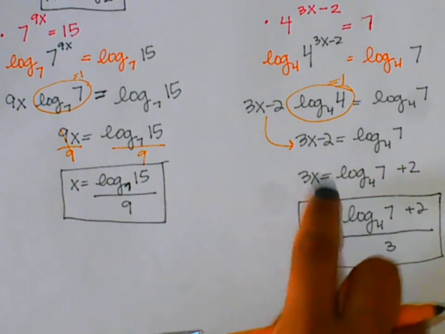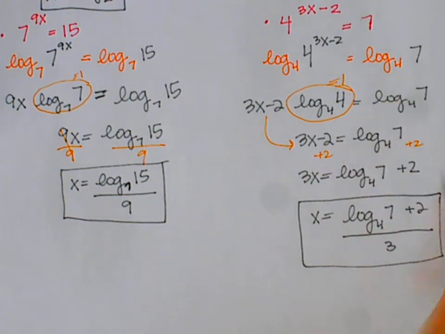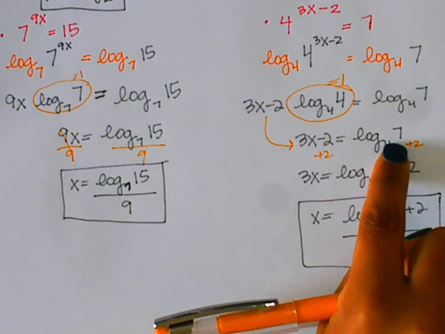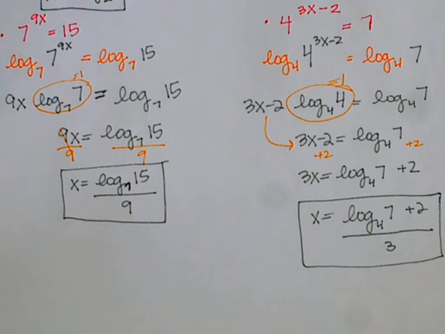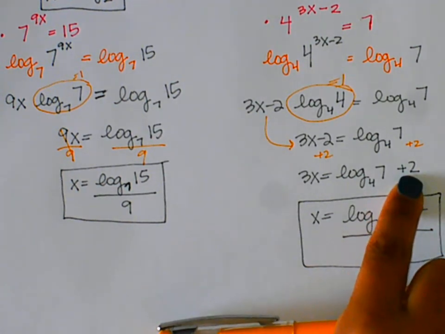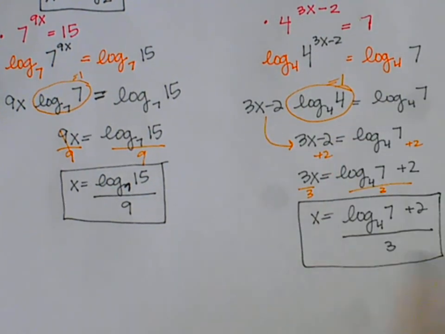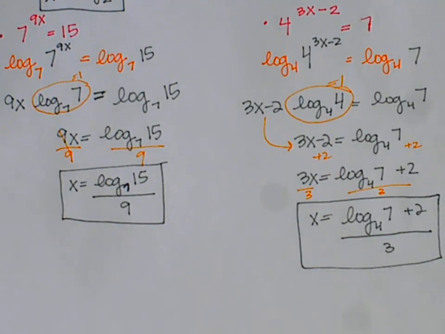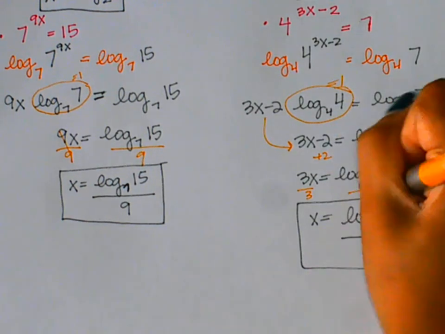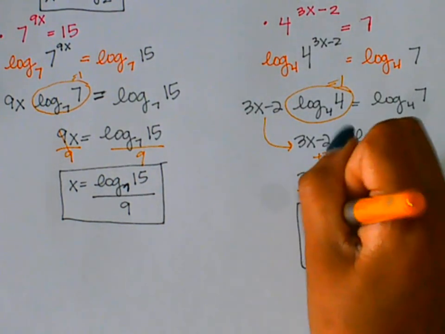Now I want the x by itself, so I'm going to add 2 to both sides. Now I can't combine it to the 7 because that's inside of your log. So it just gets added to the end. And then I want the x by itself, so again I'm going to divide both sides by the 3. And I get this. An ugly looking thing that doesn't really matter. This is a 3. Because all you care about is that the x is by itself.